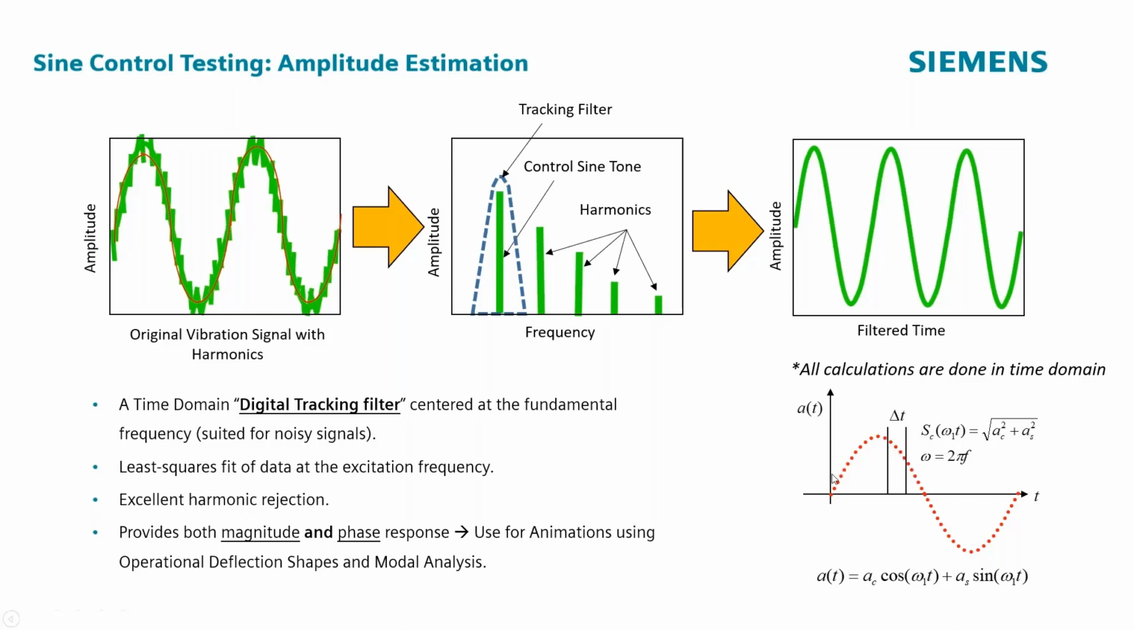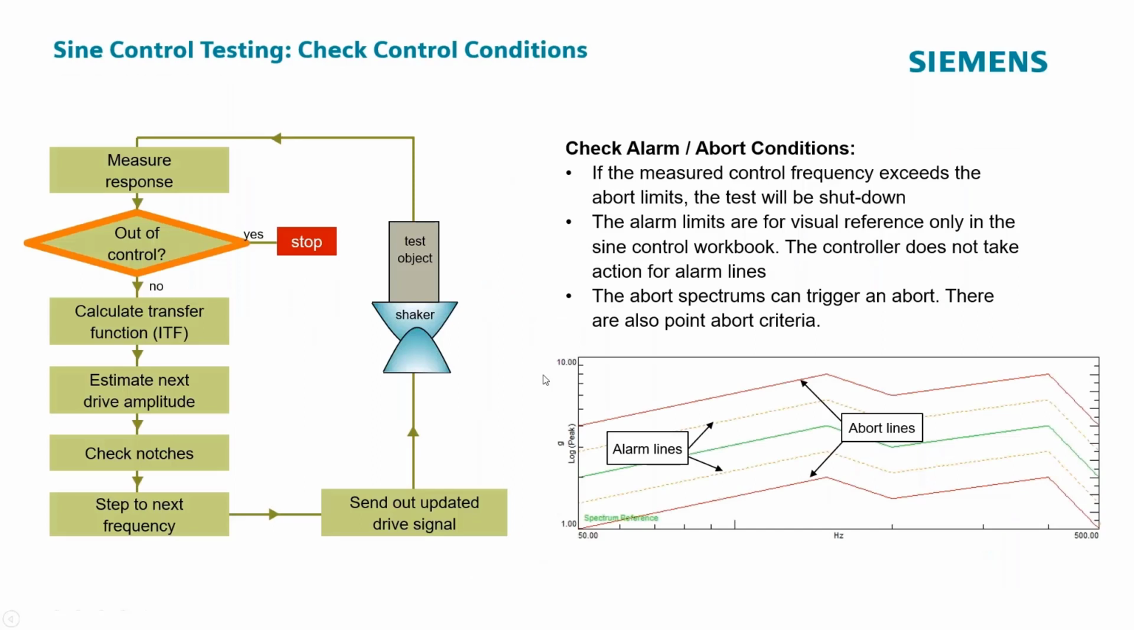So all these calculations are done in the time domain, and what essentially we're doing is based on what your amplitude estimation method is. We take a look at this and say, okay, this is what the amplitude is for the controller, and the controller adjusts the drive to keep in your target amplitude.